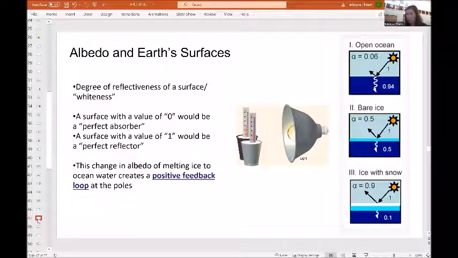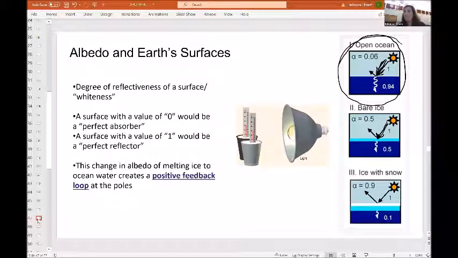So when we look at different surfaces on Earth, open ocean absorbs most of the energy that is hitting it. So all of this light energy coming from the sun is really not being reflected back out. It's being absorbed. If you've got bare ice, then it absorbs less and reflects more. And again, ice covered with snow, like we have on our glaciers, those are really great reflectors. And that makes light go back out and not turn into heat. So if you have a change in this albedo coming from glaciers melting a little bit, and then finally now it's just water in the ocean, that's going to cause more heat to be absorbed, and then more glaciers to melt, and then more heat to absorb, and more, and then more. That's what we're talking about with this positive feedback loop.